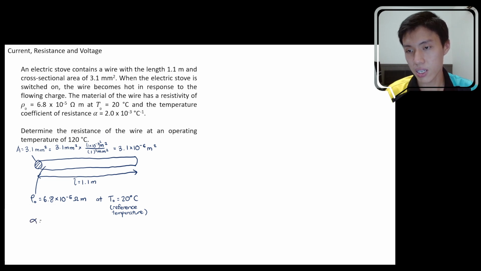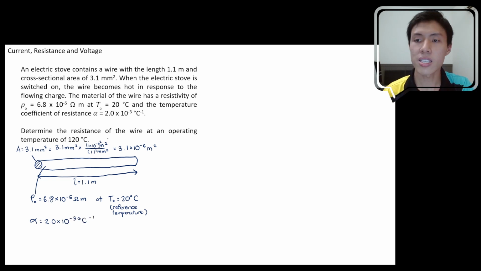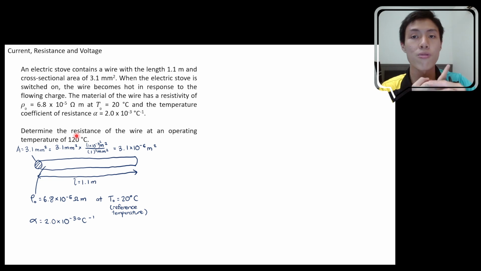Alpha is equal to 2.0 times 10 to the power negative 3 per degree Celsius. Determine the resistance of the wire at an operating temperature of 120 degrees Celsius. So this is the other temperature that I was talking about. Just now I was saying that it has to be two different temperatures. One of them has to be 20, right? So one is 20 degrees Celsius, our reference temperature, and the other temperature that we're talking about here is 120 degrees Celsius.